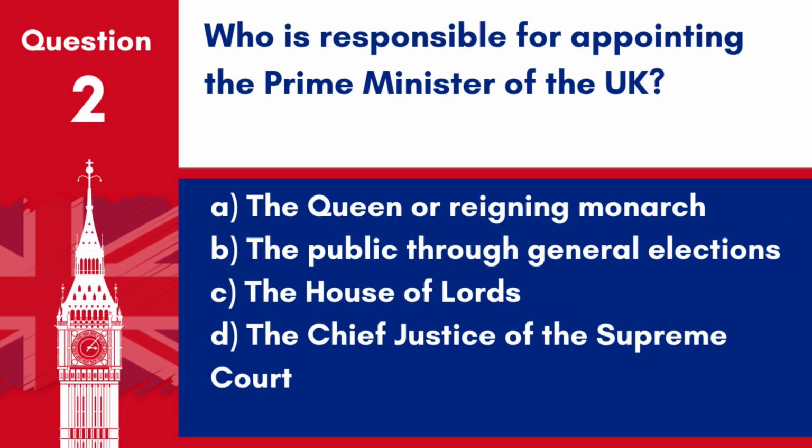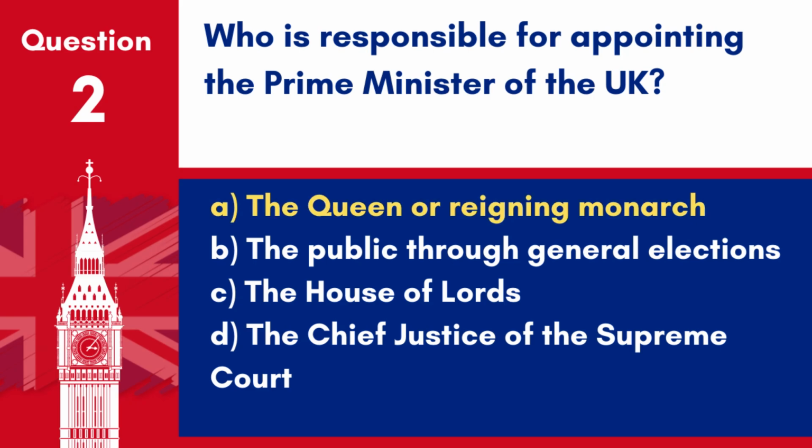Question 2. Who is responsible for appointing the Prime Minister of the UK? A. The Queen or reigning monarch. B. The public through general elections. C. The House of Lords. D. The Chief Justice of the Supreme Court.